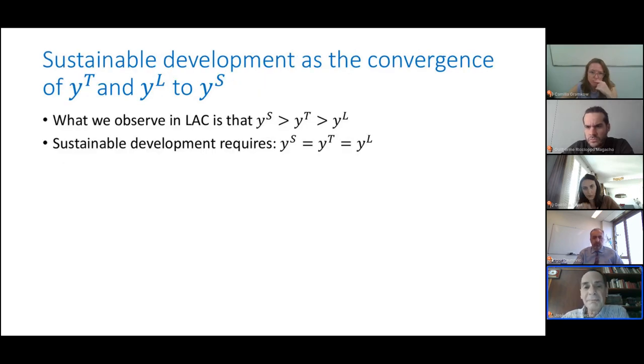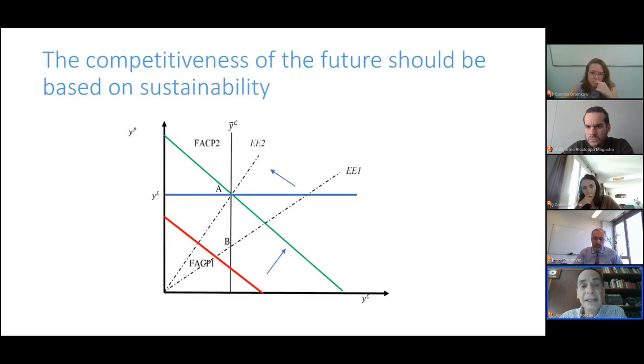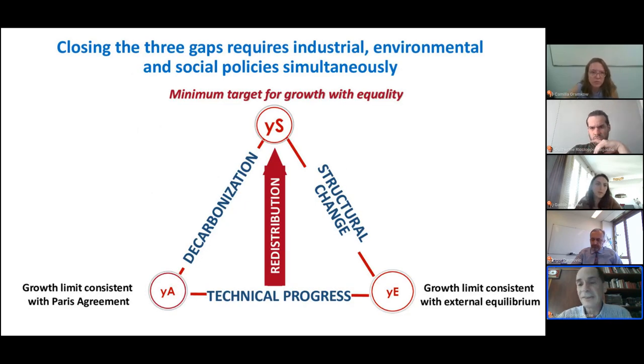Sustainable development implies the equality between the three rates of growth: the social equilibrium, the economic equilibrium, and the environmental equilibrium. I could give some examples of the gaps that exist between these three rates of growth. I don't have time to discuss the dynamics of the model, but I would like to finish with this message.